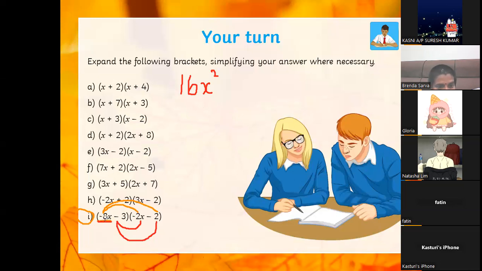Then -8 times -2. Remember, look at this arrow. We still haven't done the first term. So negative times negative, positive. 8 times 2, 16. x is there. Keep the x. Then go to the 3, the -3 and the -2. Again, negative times negative is positive. 3 times 2, it's 6. So it's plus 6 and x is there. Got it?